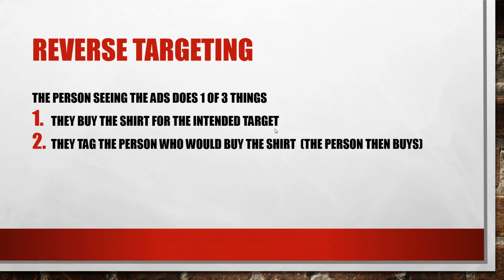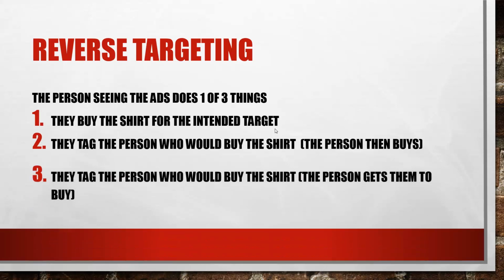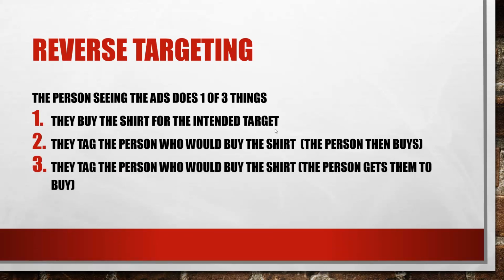The second thing is the son sees the ad and tags the person. So the son tags the mother, then the mother goes and buys the shirt, because the mother's actually the one that would wear the shirt that's related to the son. The third thing that can happen is the son sees the ad and tags the mother, and then the mother goes back and says, "Well, hey, son, why don't you get this for me?"